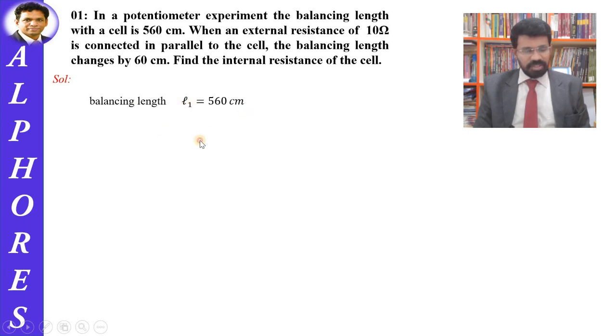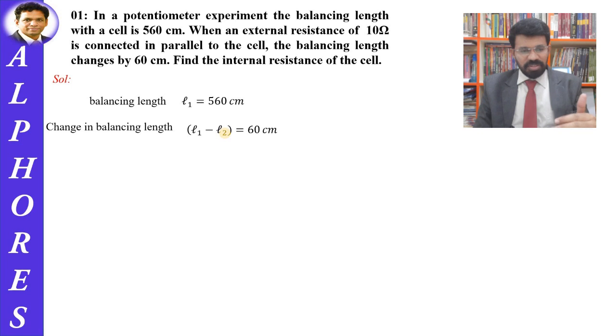Balancing length is how much? 560 centimeters, the L1 value. It was said that the change can be written as L1 minus L2 is equal to 60 centimeters. I'm telling you once again, whether it is L2 minus L1 or L1 minus L2, you have to identify conceptually. We have identified already that it is L1 minus L2, because after you connect the resistance to the cell, the potential difference decreases. If potential difference decreases, balancing length also decreases. So L2 will be less than L1.